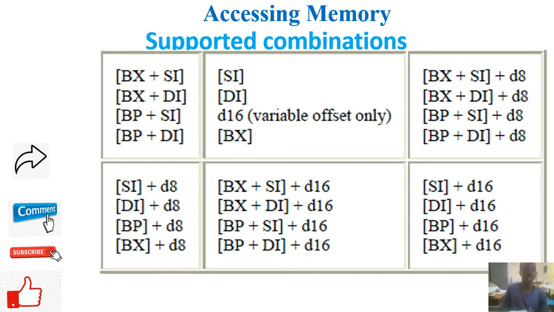Then you can use only SI, you can use only DI. You can use 16-bit variables. You have seen us declaring variables, and a 16-bit variable is the one that is defined by DW. If you have a DW variable, then it can be used to access memory. You will see in one of the examples that we're going to have today. Then you can also use BX alone. So these are the combinations. We are done with these two. You can use BX and SI with the 8-bit displacement.